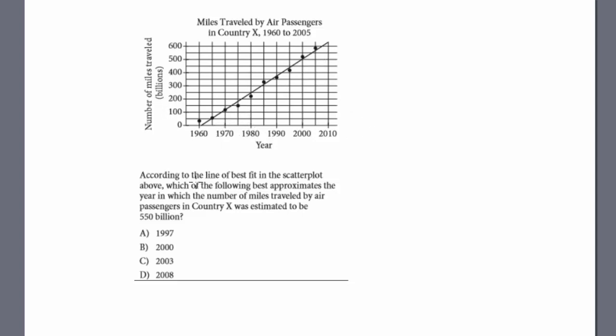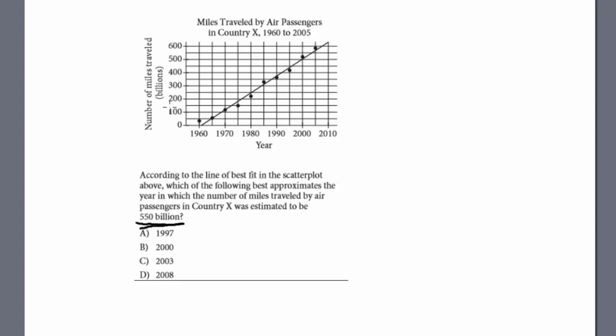Okay. According to the line of best fit in the scatter plot above, so this right here is a line of best fit. It's a line that's drawn to minimize the distances between that line and all of the actual data points. And here it does it pretty well. You can see the data points are fairly linear. According to the line of best fit for the scatter plot, which of the following best approximates the year in which the number of miles traveled by air passengers in country X was estimated to be 550 billion.